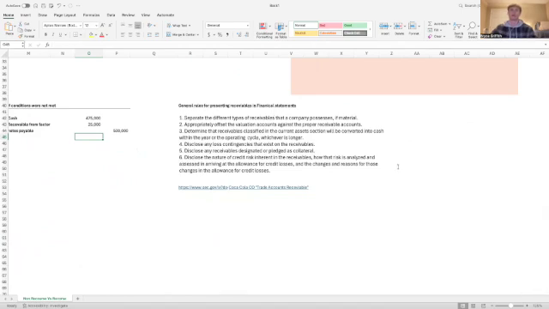General rules for presenting receivables in financial statements. Number one, separate the different types of receivables that a company possesses, if material. Number two, appropriately offset the valuations of accounts against the proper receivable accounts. Number three, determine the receivables classified in the current assets section, converted into cash within the year or the operating cycle, whichever is longer. And then we're going to have to disclose any loss and contingencies that exist on receivables, disclose any receivables designated or pledged as collateral, and then disclose the nature of credit risk inherent in receivables, how the risk is analyzed and assessed, the allowance for credit losses, and reasons for changes in the allowance.